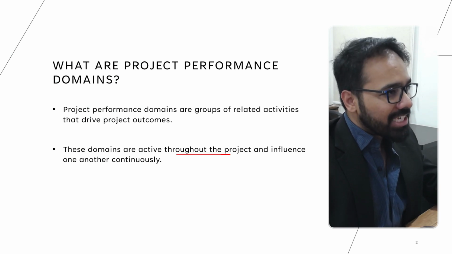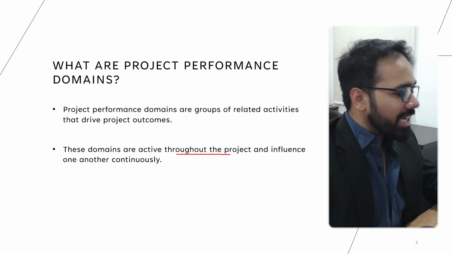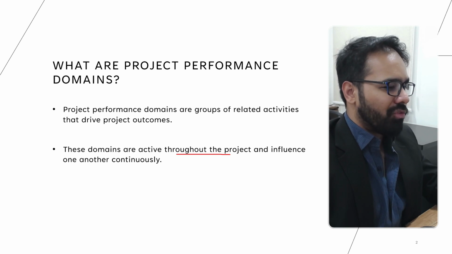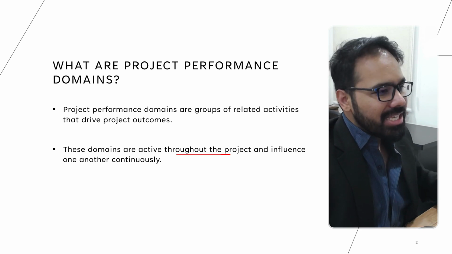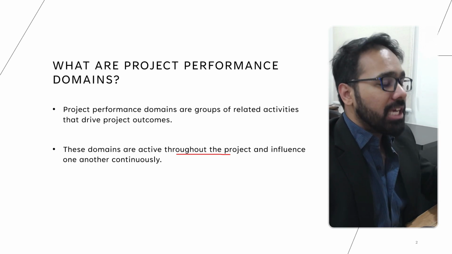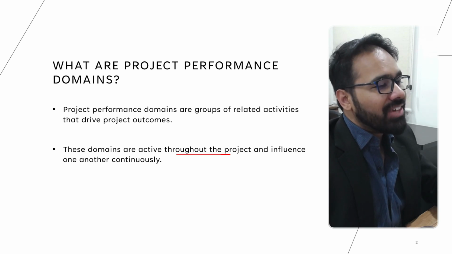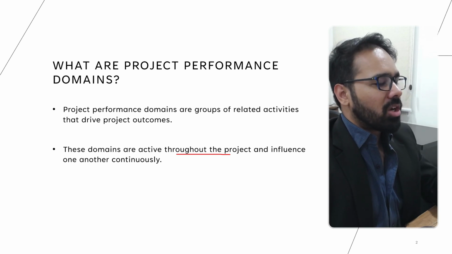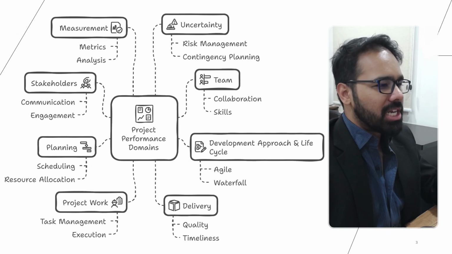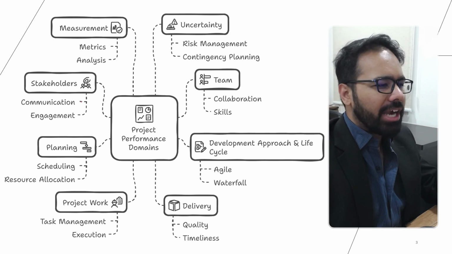So while you're executing work, you are also planning, you are also engaging stakeholders, you are also adapting to uncertainty, and so on and so forth. So, understanding that these 8 performance domains overlap and actively shape each other throughout the course of your project, this is going to help you navigate the real project complexity. So, I hope that's clear how these are not sequential, but they all are active at all times. So, let's take a quick look at all of these.